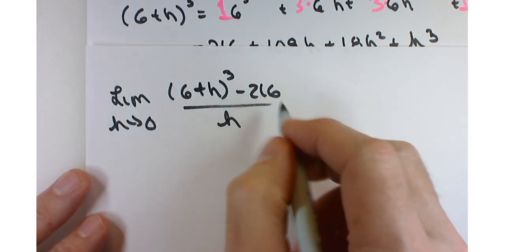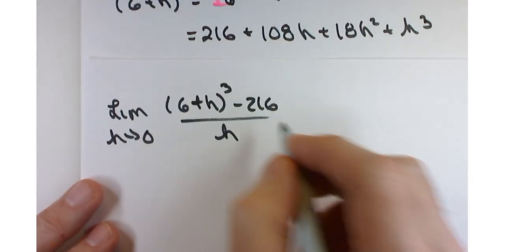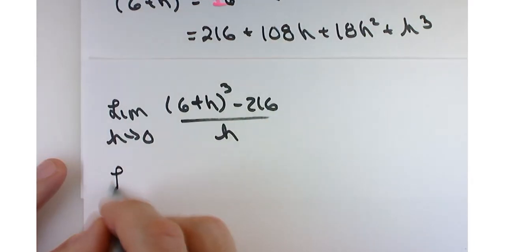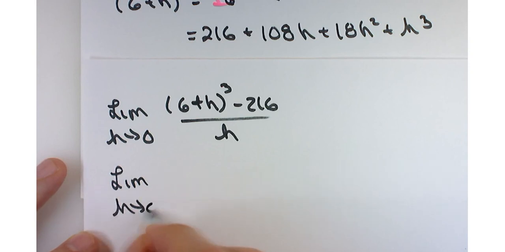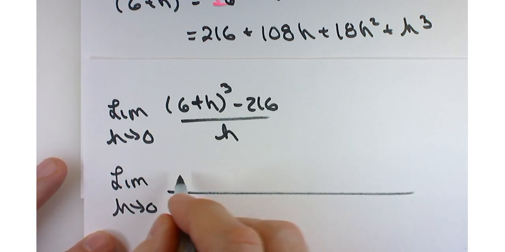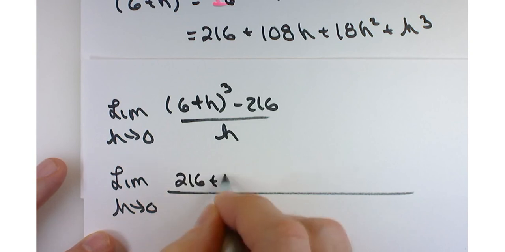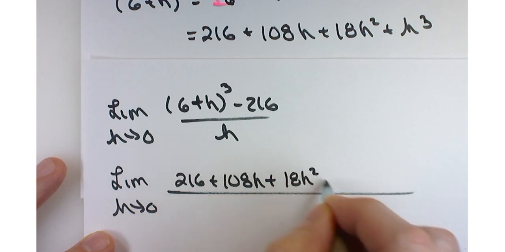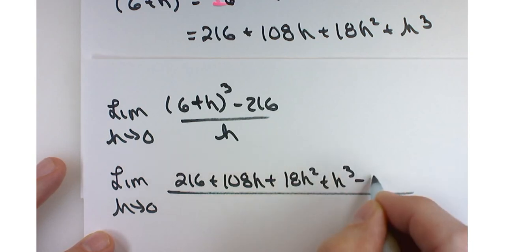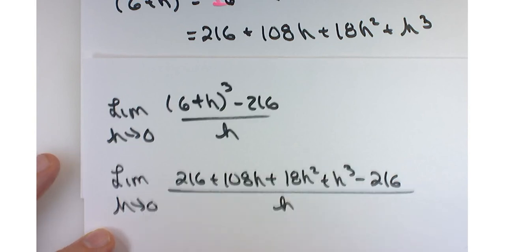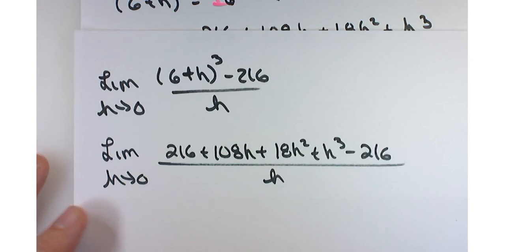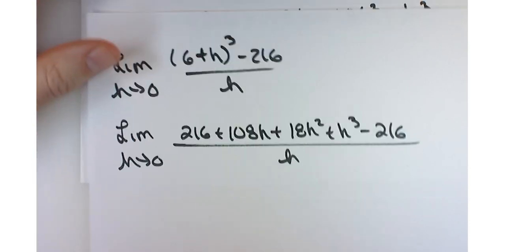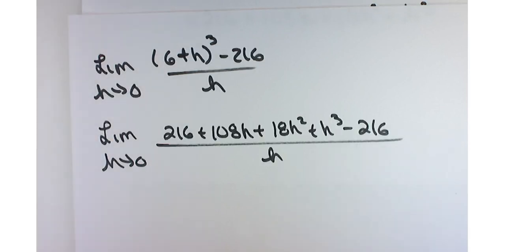So let's expand this now that we know what that is, and that's going to be the same thing as the limit as h approaches 0 of (216 + 108h + 18h² + h³ − 216) over h. Whew, a lot of work to get here so far. Are we okay with where we're at? What can I do now?